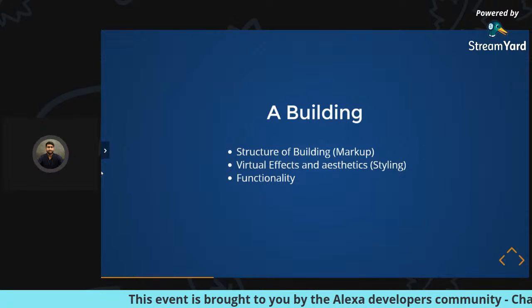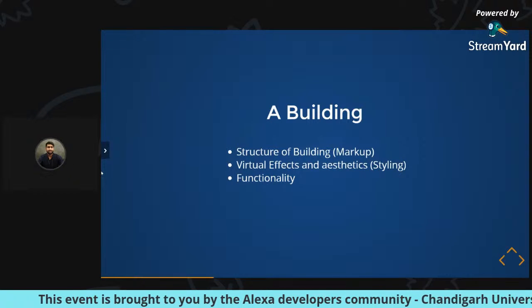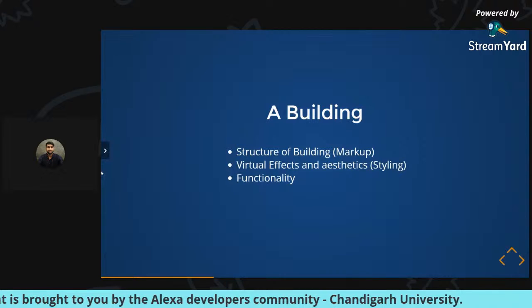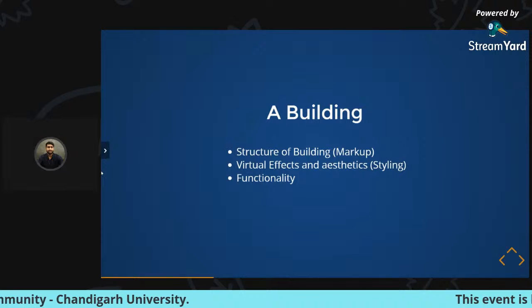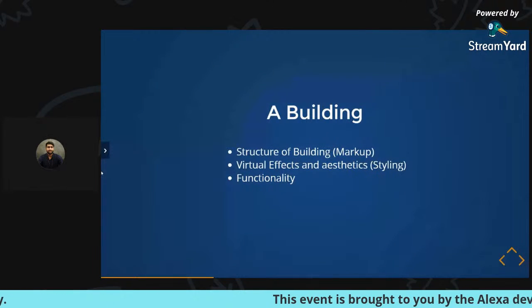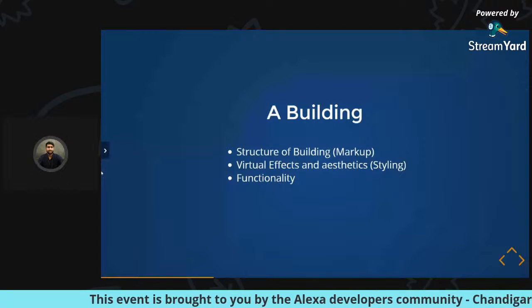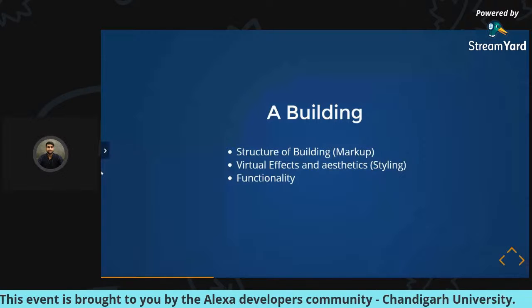The second part is visual effect and aesthetics. This is what we do when the structure is completed. For example, there are tiles which we put on the floor, ceiling effects, some lights there. We put on paint, we put on some lights, etc.